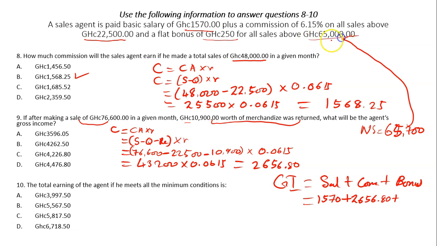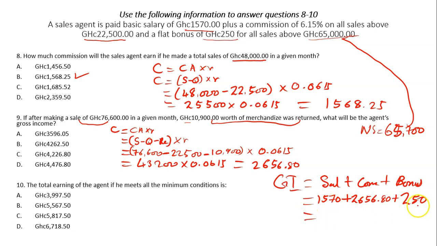So the net sales, you go and compare it with, they said, for you to get commission, you should sell above 65,000. So you compare it with this. So you see that the net sales is above this, right? So since the net sales is above this, it means that it qualifies for the bonus. So he's going to earn the bonus 250.